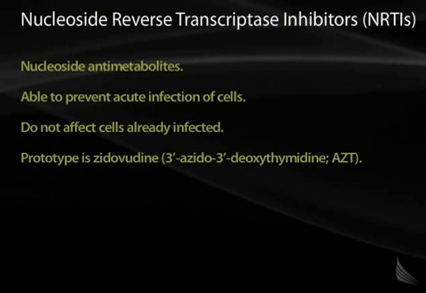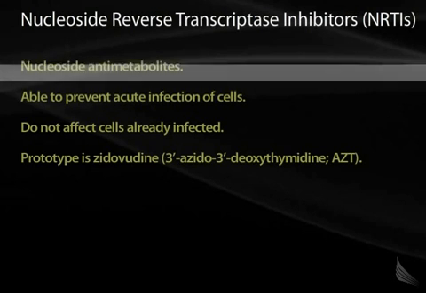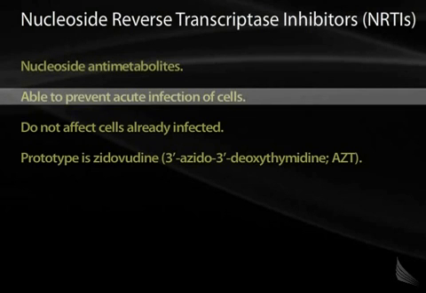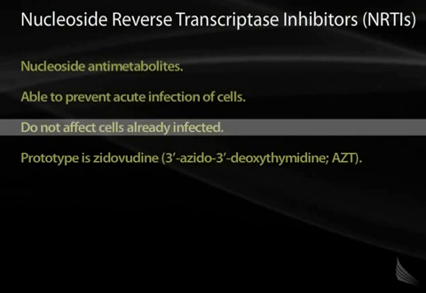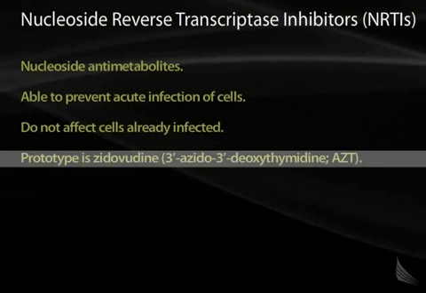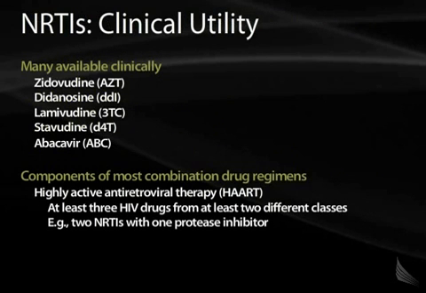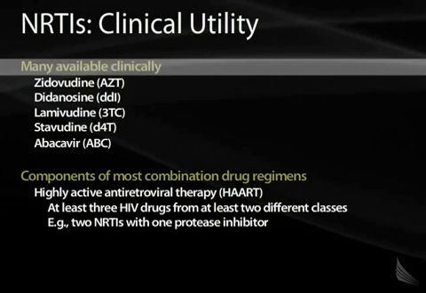The NRTIs, or nucleoside reverse transcriptase inhibitors, are antimetabolites that are nucleosides that are able to prevent acute infection of cells, but they do not affect cells that are already infected. The prototype medication was AZT, or zidovudine. The NRTIs are very helpful in treating HIV infections, and there are many different medications that are available clinically.